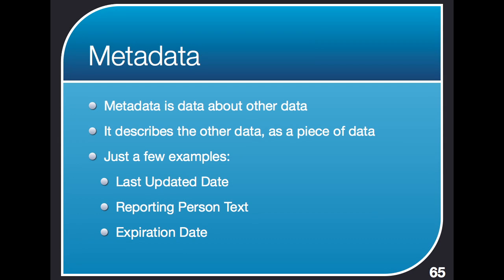Now let's move on to the last thing the NIEM uses extensive referencing to implement, and that would be metadata. Now it's a little odd. Metadata is data about other data. Basically, if something describes the other data as a piece of data, then it's metadata. It's kind of one step removed.